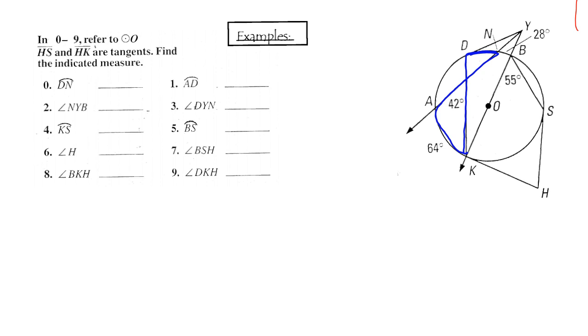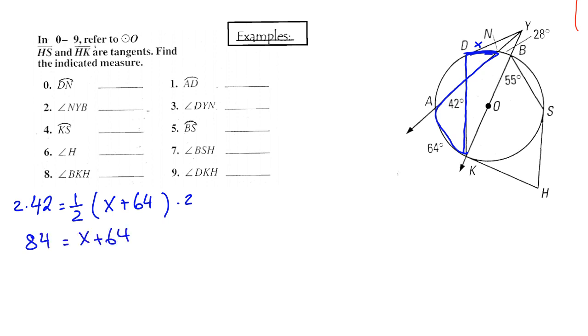So I can set up an equation, and I'll say that 42, which is my interior angle, is equal to half of the sum of those two intercepted arcs. The measure of arc DN, I'll just name it X for now. So X plus 64. From there, I can just solve for X. So I'll multiply by 2 on both sides to get rid of this half. So it's 84 equal to X plus 64. Subtracting 64 on both sides, X is equal to 20. So the first one, we succeeded in finding the first piece, which is arc DN is equal to 20.